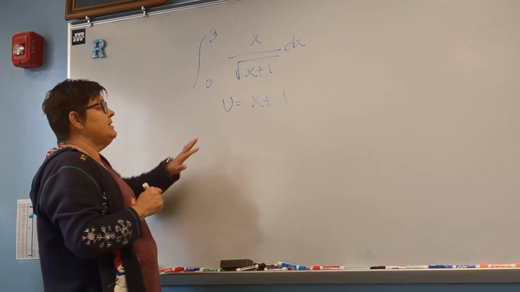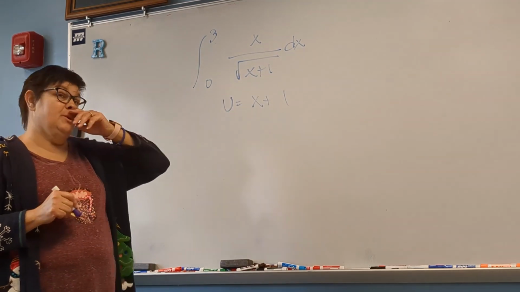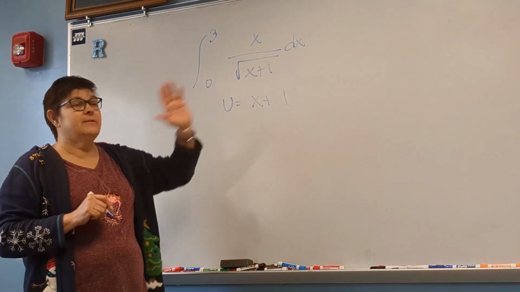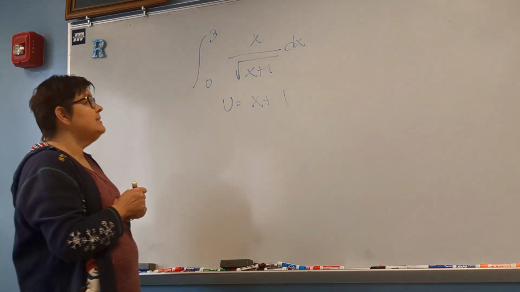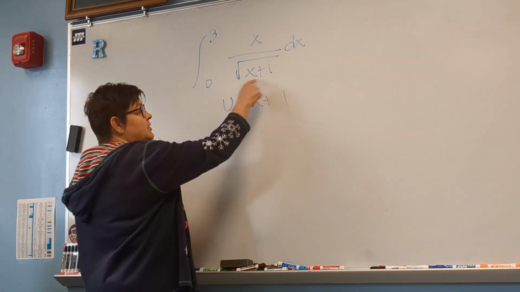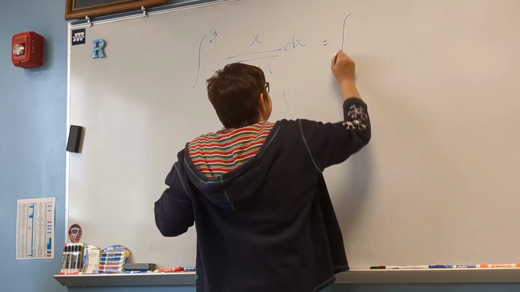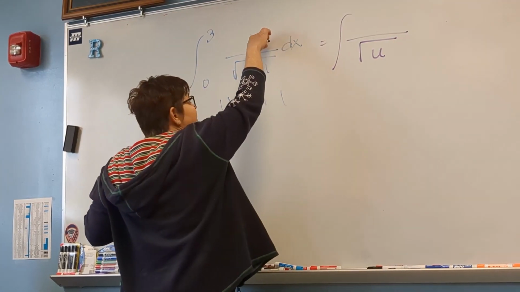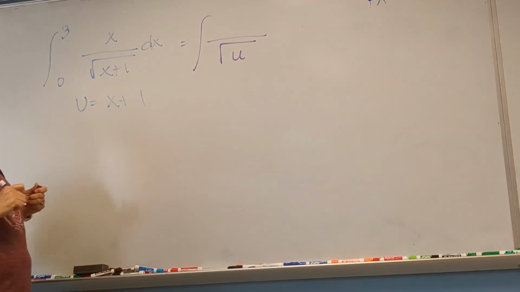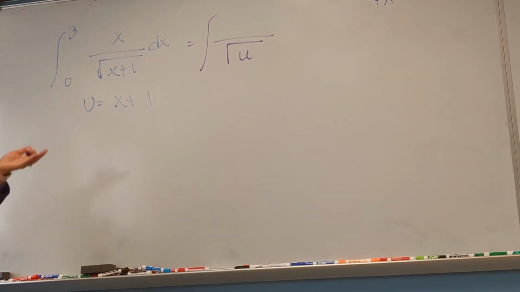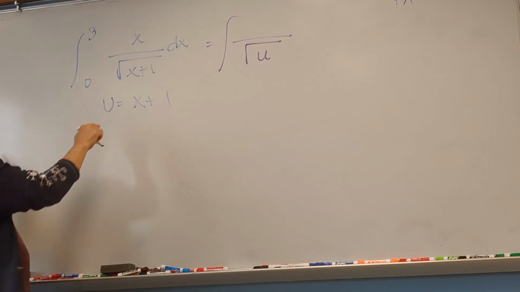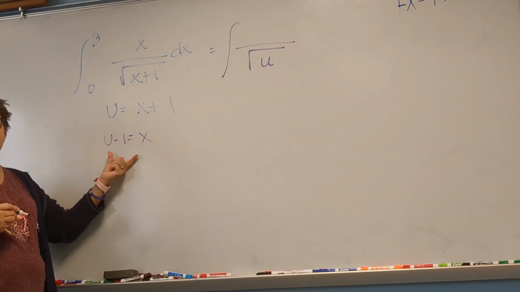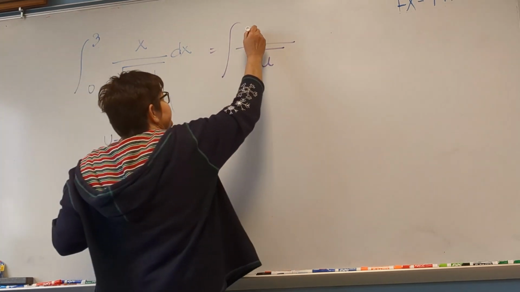So everywhere I see x plus 1, I'm going to replace it with u. However, I'm also going to change everything that has to do with x. So the next thing I'm going to do is recognize that this becomes a u, so I'm going to start to rewrite it. I have the square root of u on the bottom, but I still have x on the top and dx. So I have to solve for the letter x to replace it in terms of u. That's a pretty easy fix here. I'm going to subtract 1 and find out that x is u minus 1.